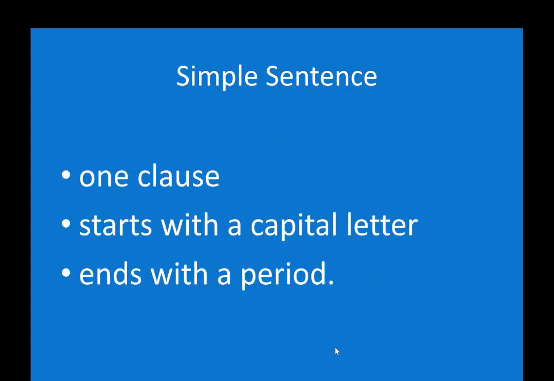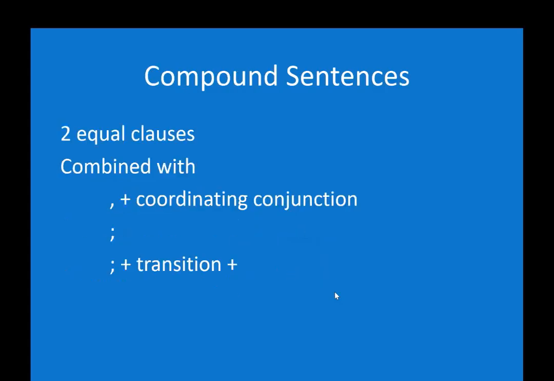This is what we just talked about. A simple sentence is one clause. It starts with a capital letter. It ends with that period. Let's take a look at the next type. Compound sentence. A compound sentence, we said earlier, is two clauses. In particular, it is two equal clauses.